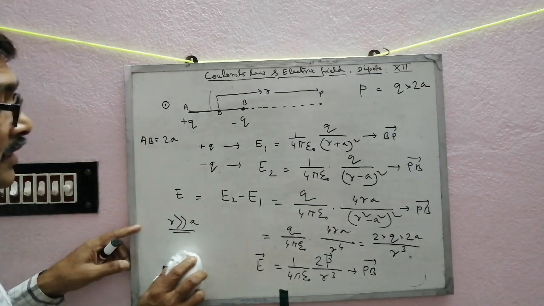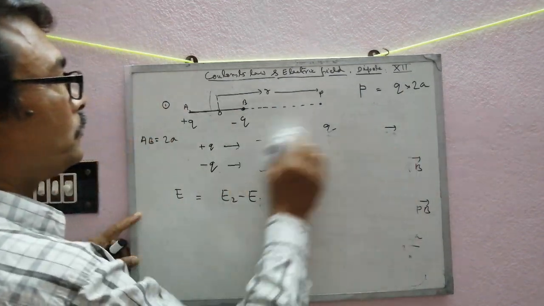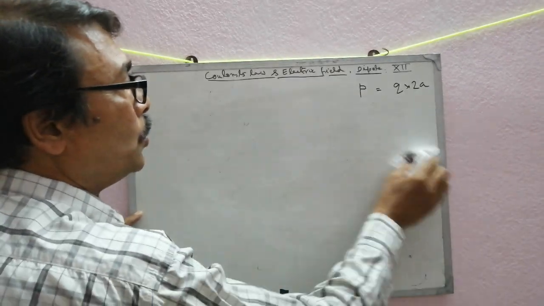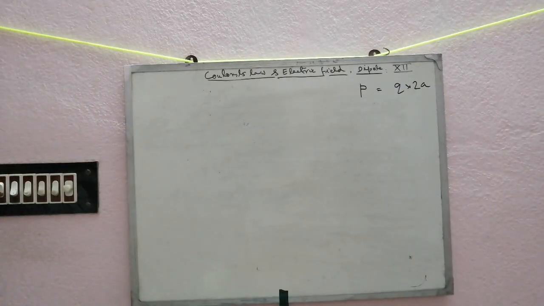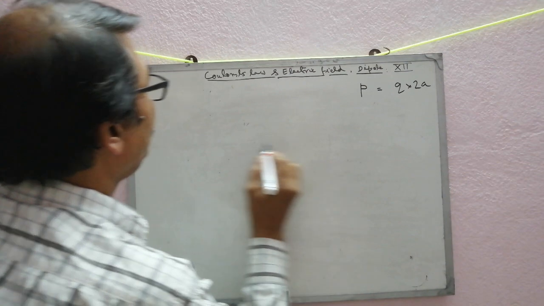Now I shall discuss the next item, the electric field due to a dipole of course, but at any point on the perpendicular bisector of the electric dipole. Follow this diagram.